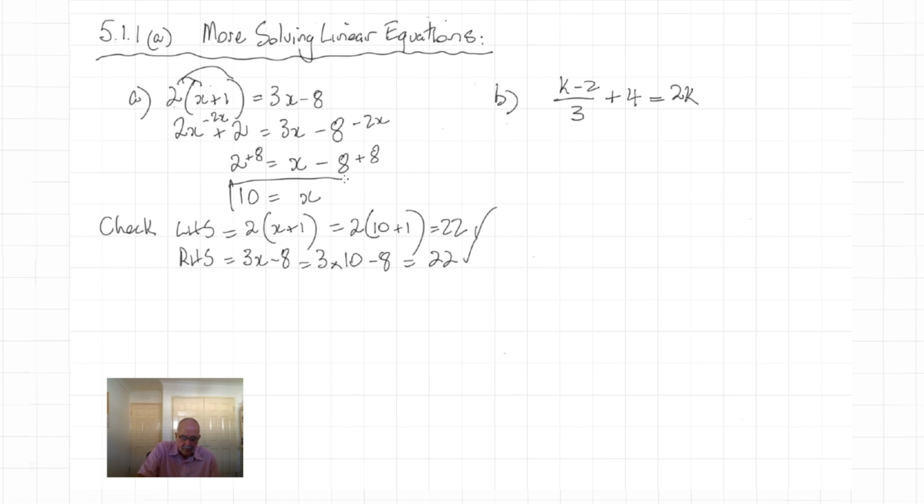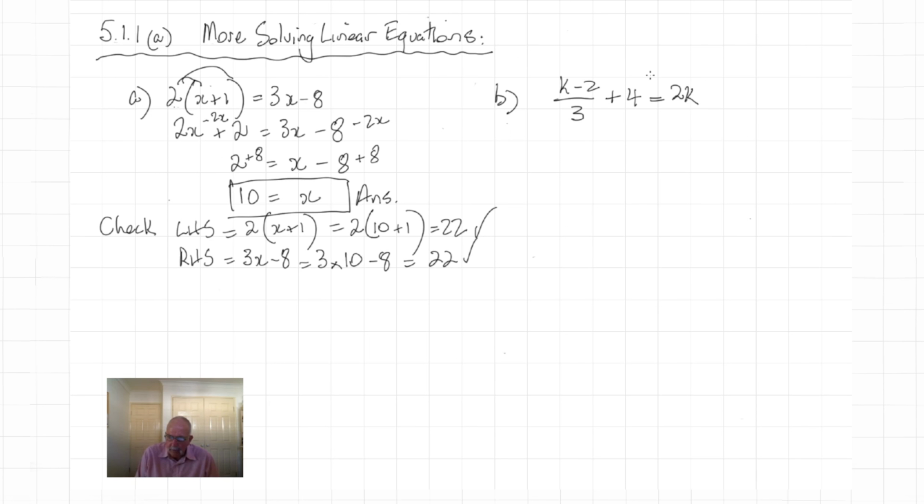So here is my answer. X equals 10. Some way to highlight your answer, either put a box around it, write the word ANS next to it, underline it, do something so that your answer is pretty clear to see. Okay, so there's one example. Here's another one. We've got k minus 2 on 3 plus 4 equals 2k. Once again, we've got k's on both sides and we've got fractions going on and whole numbers.